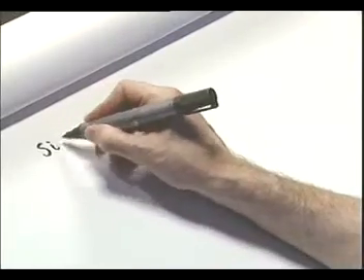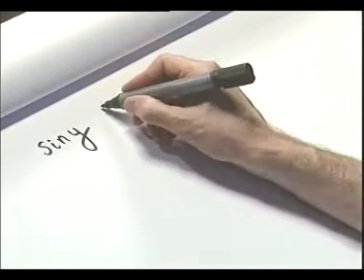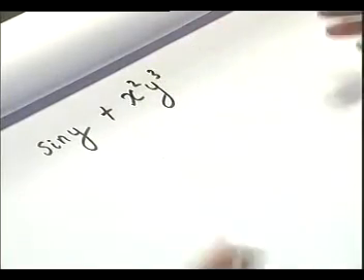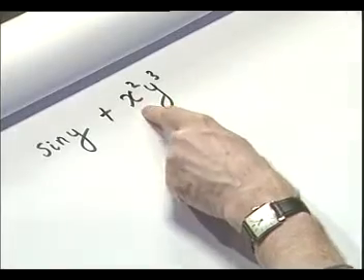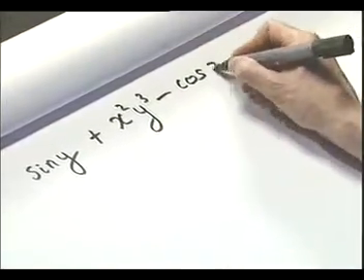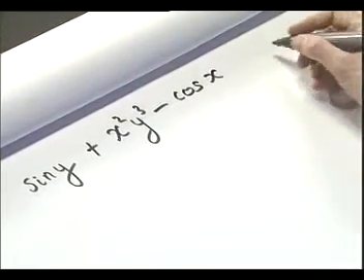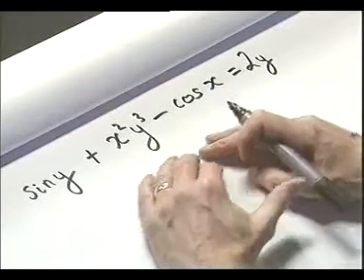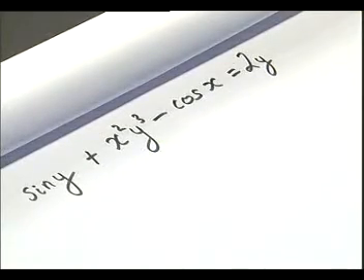So now let's look at a slightly more complicated example, one where, in fact, we've got other functions of x and y. So in this case, we'll start off with sine y, where we've got the x's and the y's actually combined together. So we've got x squared times y cubed minus cos x, and let's say equals 2y. And I want to be able to differentiate this with respect to x.